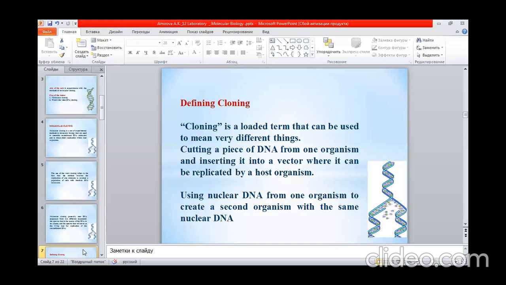Defining cloning. Cloning is a loaded term that can be used to mean very different things. Cutting off a piece of DNA from one organism and inserting it into a vector, where it can be replicated by a host organism, or using nuclear DNA from one organism to create a second organism with the same nuclear DNA.